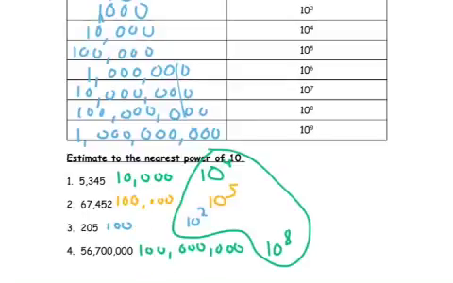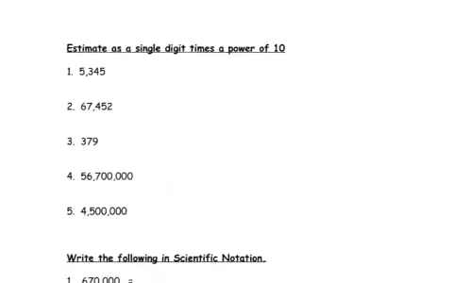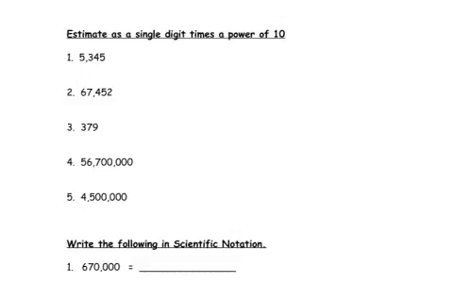When you get to the next question, however, let me scroll to my next page. It's asking you to estimate as a single digit times a power of 10. So, think about this. Would I estimate 5,345 closer to 5,000 or 6,000? In this case, it's closer to 5,000. Then to express that, my single digit is a 5. So I have 5 times 10, and I have 3 zeros. That's why it's to the third power.